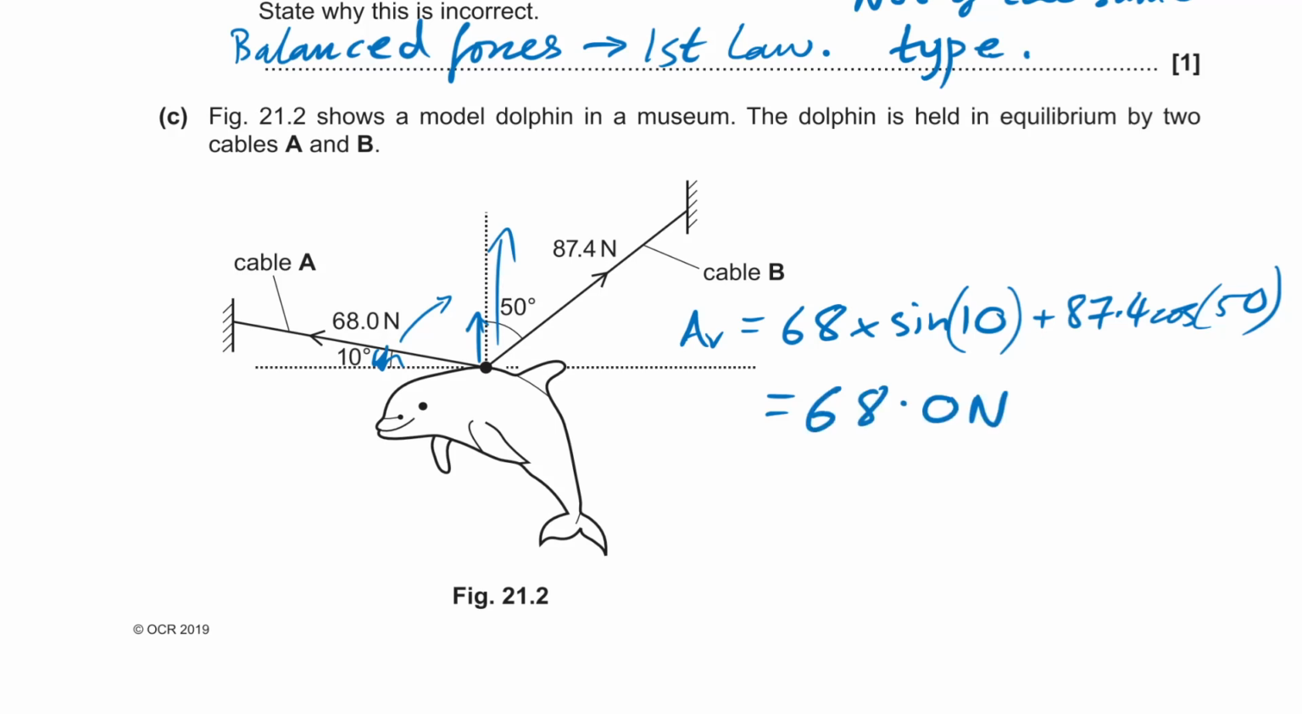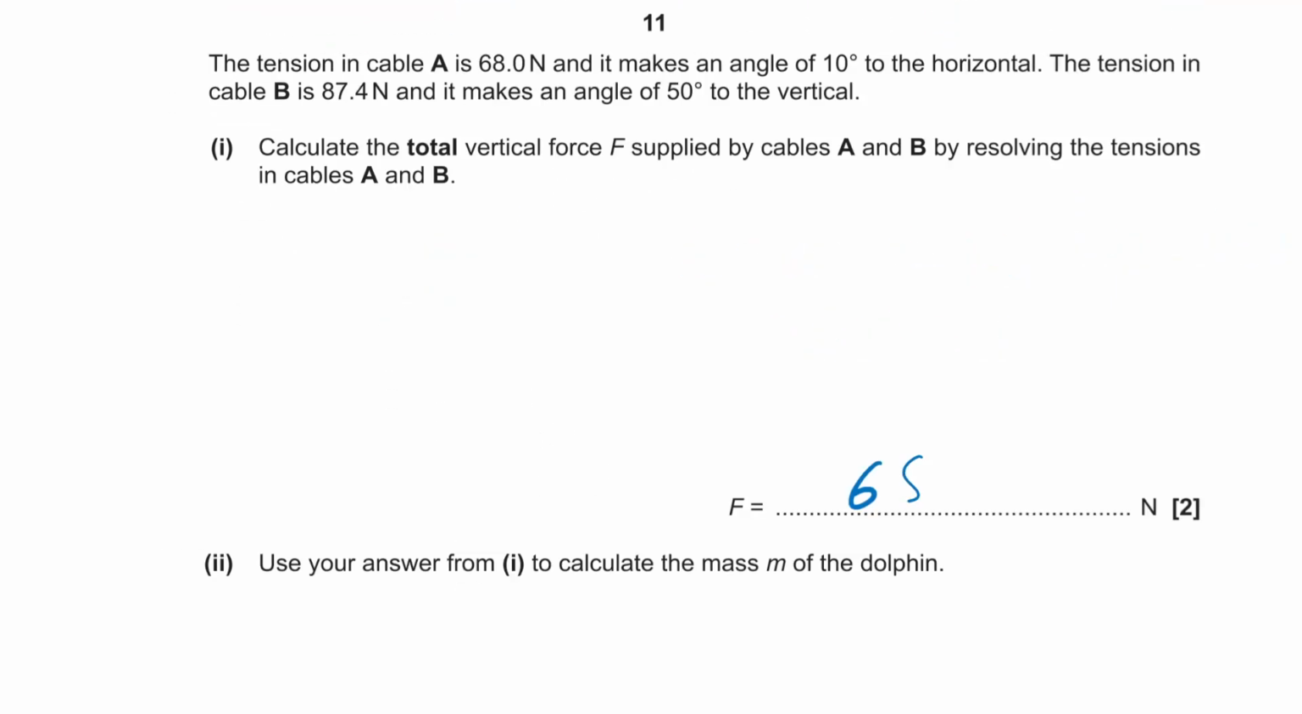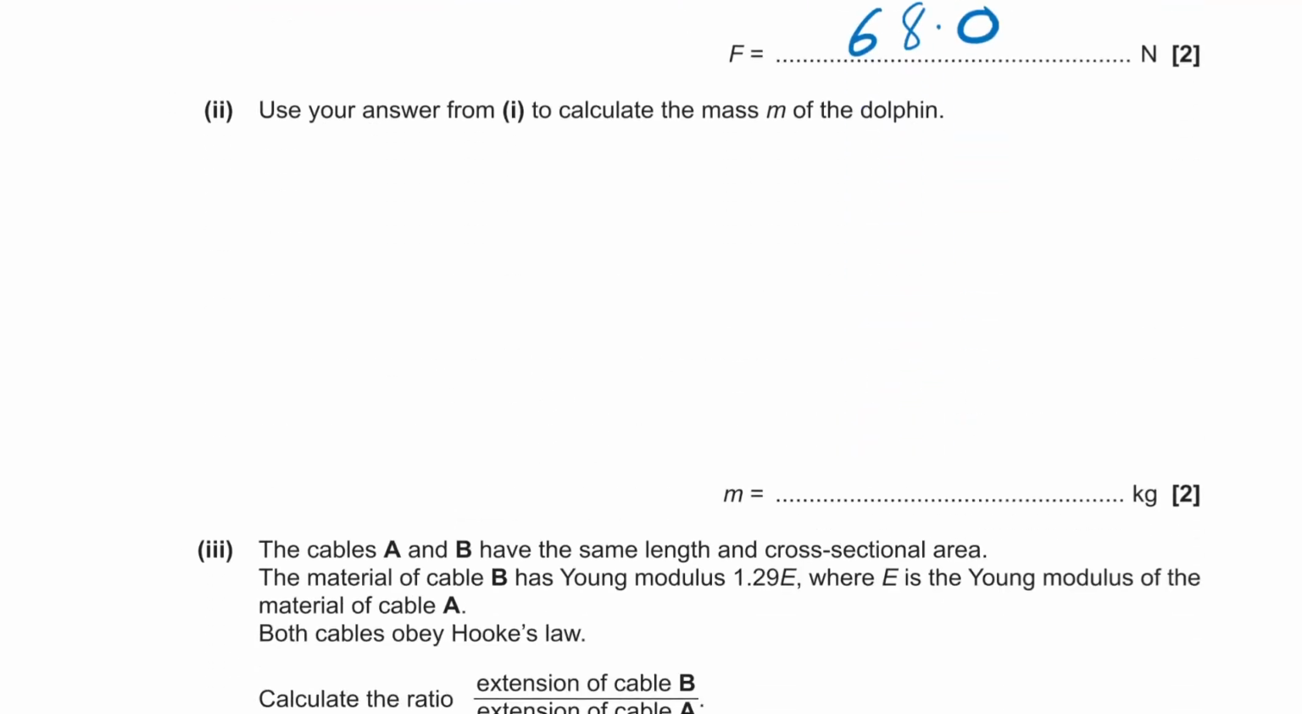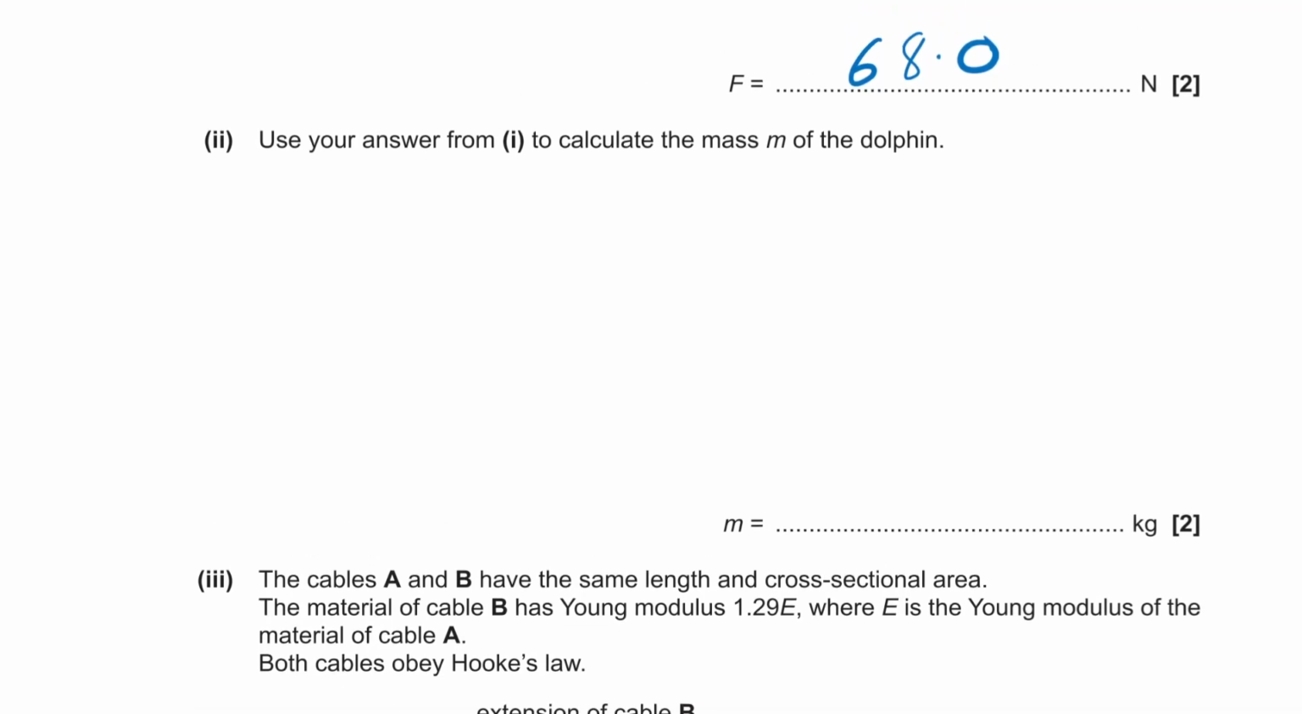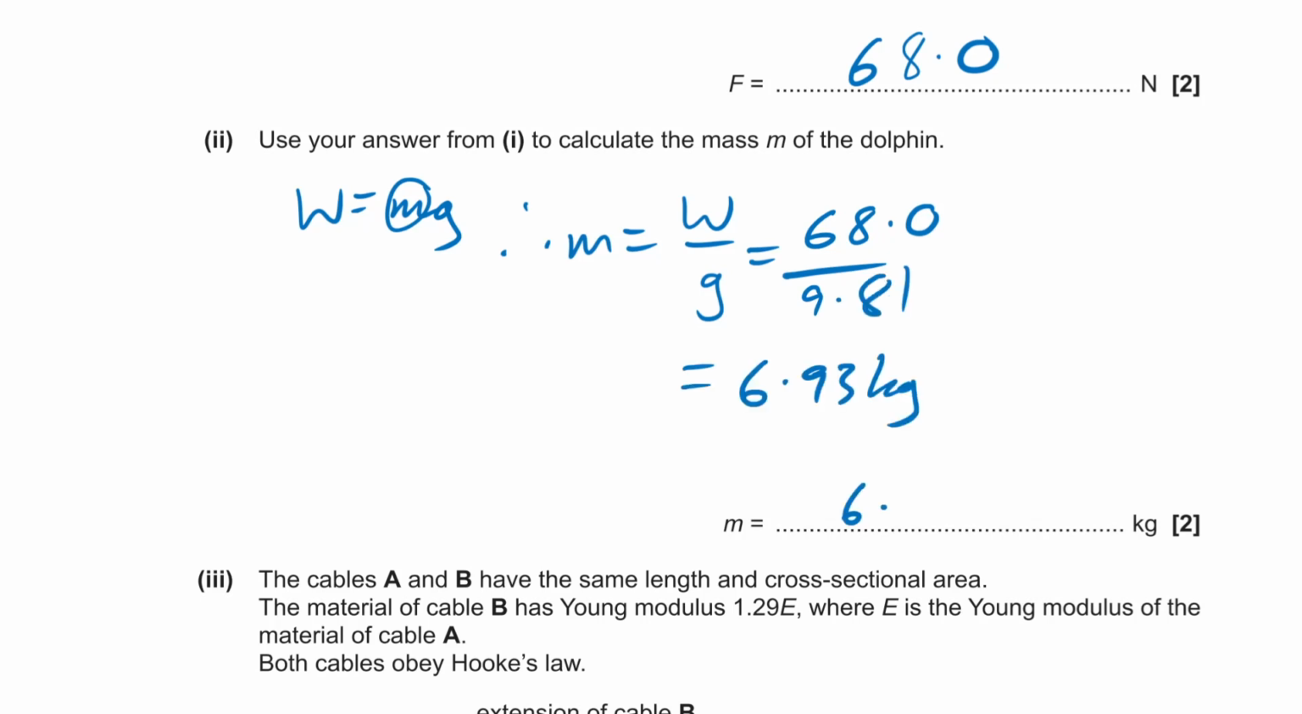And the mark scheme, weirdly enough, says 68 sine 10 or 87.4 cos 50, whereas what it really should say is plus, so they've kind of got the mark scheme wrong there. So being asked to find out the mass, well, we know that 68 newtons are pulling upwards due to the tensions, so that's balancing the weight of the dolphin. Weight is equal to mg, so mass is equal to weight divided by g, so that's 68 divided by 9.81, and we end up with 6.93 kilograms.